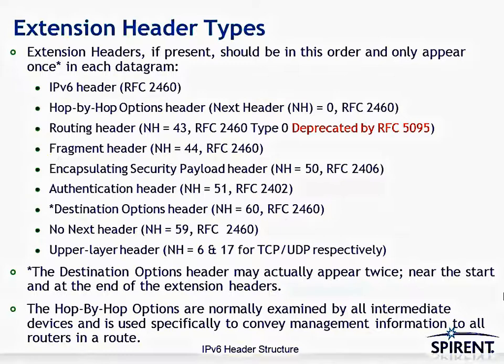For IPsec, there is the encapsulating security payload header, next header value 50, and the authentication header, next header value equals 51. And these were described in RFC 2406 and RFC 2402 and apply to IPv6 as well. And again, there could be a destination options header, next header value of 60, followed by either no next header, which has a value of 59, or some upper layer protocol. So again, next header value is 6 or 17 for TCP and UDP respectively. And finally, as indicated by the last blue on this slide, the hop-by-hop options are normally examined by all intermediate devices and are used to specifically convey management information to all routers within the route.